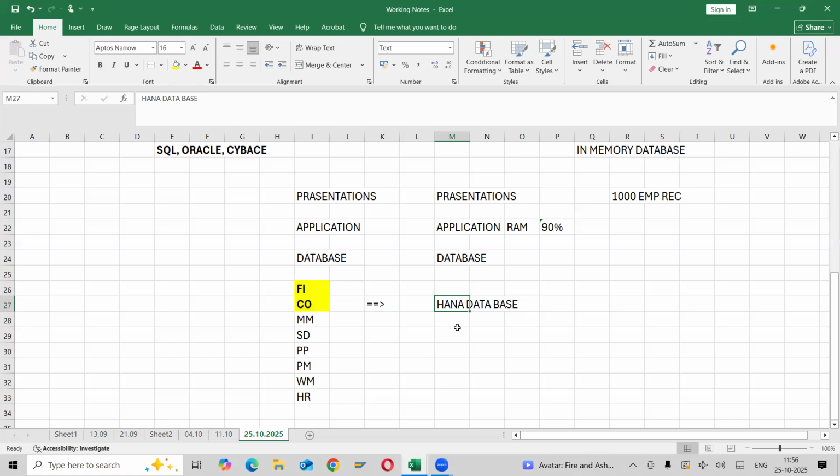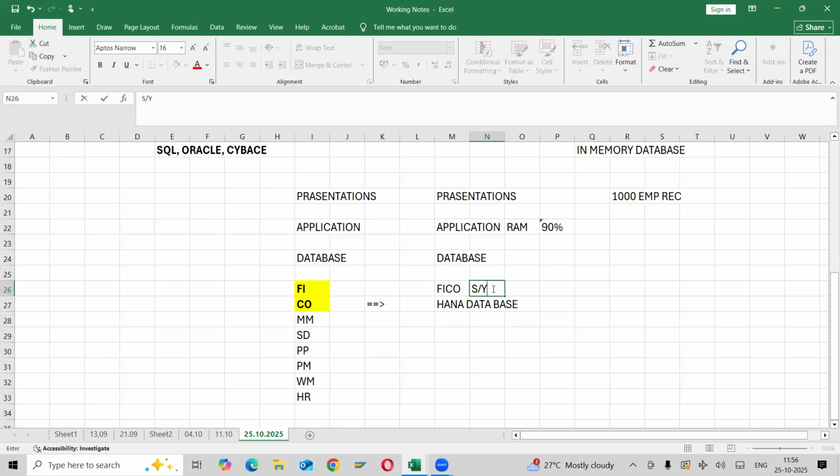So here we are calling this FICO. Earlier, these two modules were different modules. Finance was a separate module and CO was a separate module in the ECC environment, the ECC product. But now in S4 HANA, whatever the current system is, FI and CO are merged as one FICO, one module.